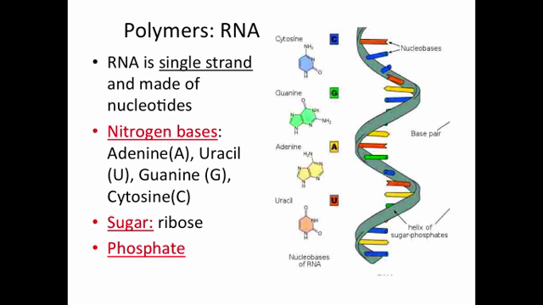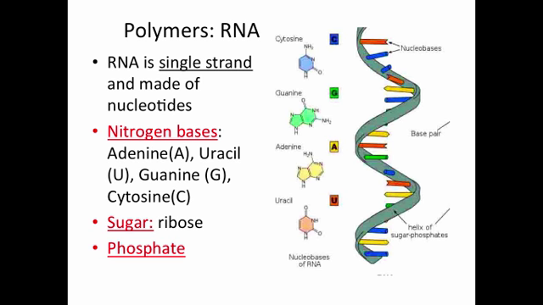So the sugars are what give the nucleic acids their names. And in this case, RNA, it's ribose. So you can see that we have cytosine, guanine, adenine, and uracil as our nitrogen bases. And we'll talk about that a little bit later on, how we use that information. But phosphate doesn't change. So there's basically three differences here that we're pointing out between RNA and DNA.